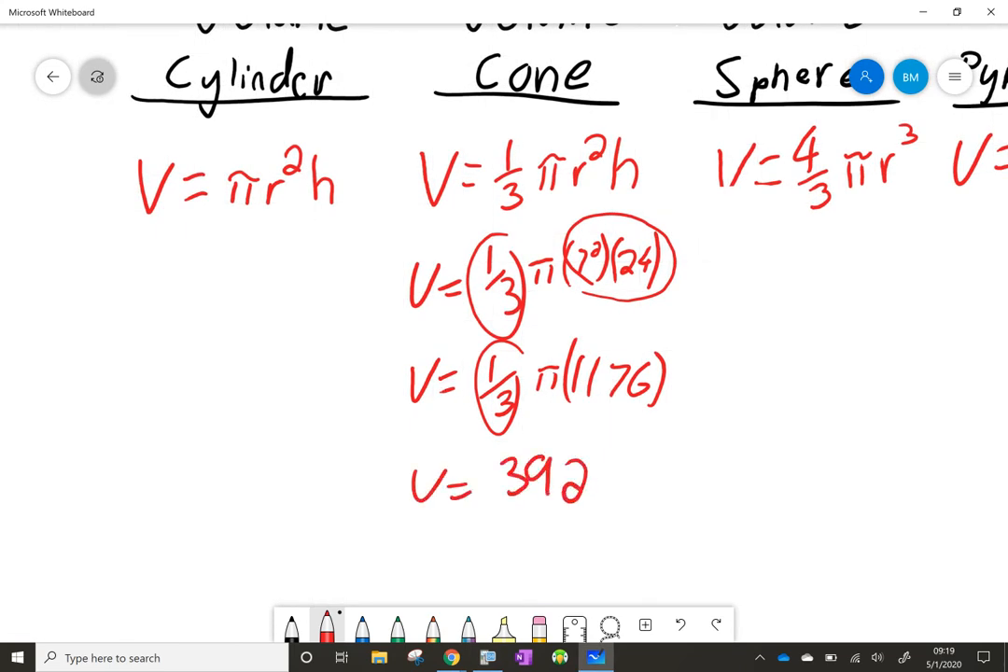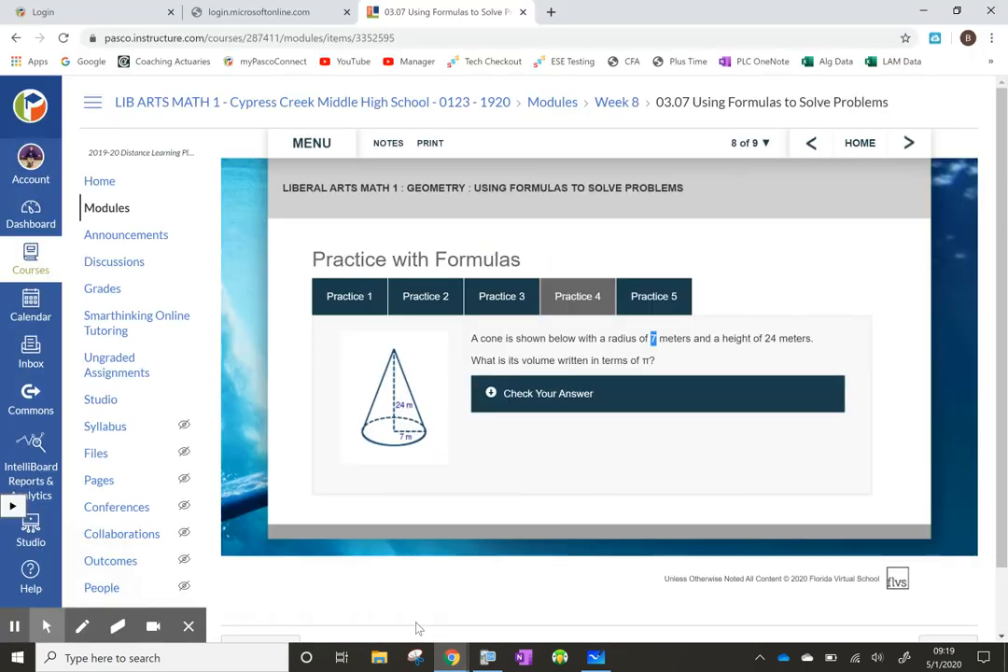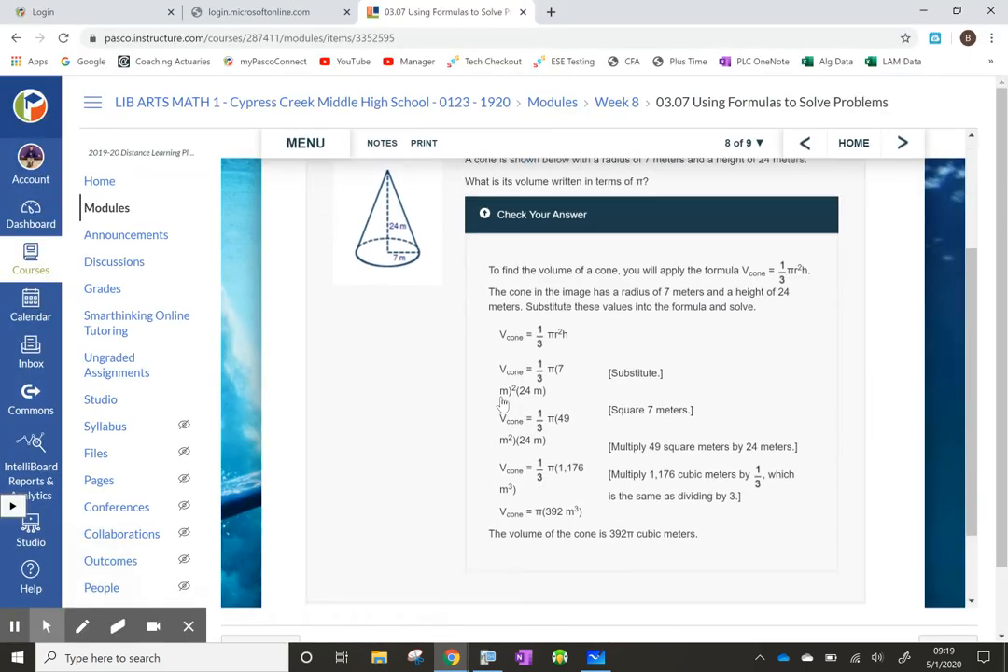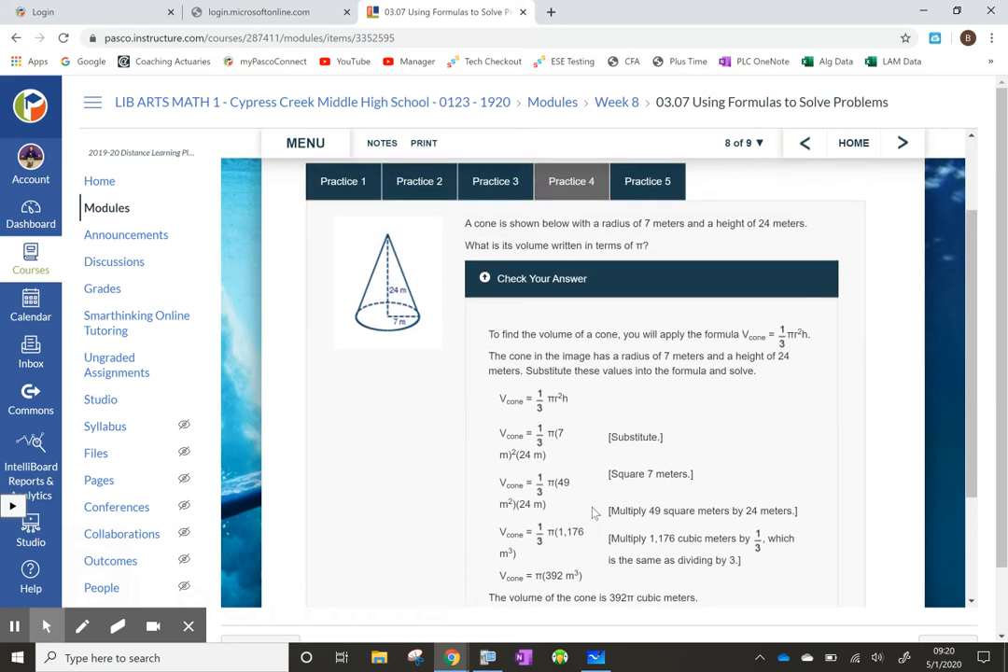And remember, we never really touched the pi. All we did was simplify all the numbers. So 392 is all the numbers, and the pi would still be there. If we want to find the actual value, then of course we would just take 392 and multiply it by pi. But since it wants the answer written in terms of pi, we're going to leave it written with the pi symbol. So 392 pi is how we're going to leave the answer. And so that's where they're getting that from.